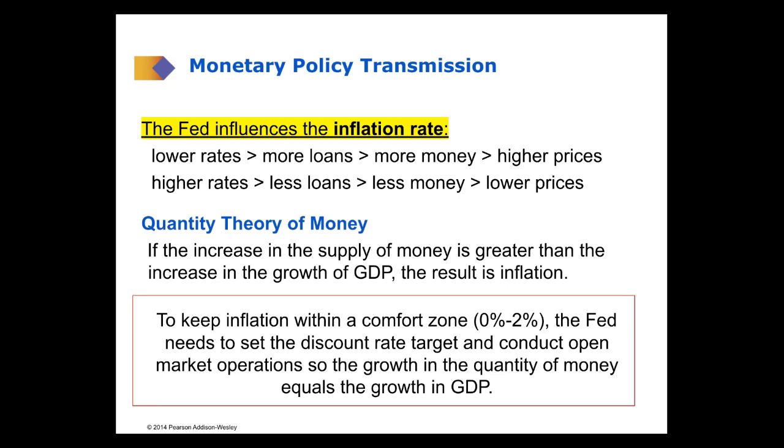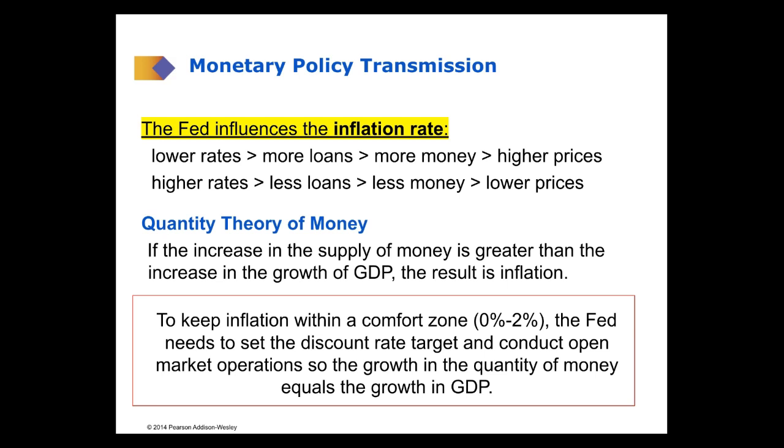There's now less reserves in the system. When there's less reserves, there's less loans. When there's less loans, there's less money. And when there's less money in the system, you have a downward pressure on prices, and you'll have less inflation. So this is how the Fed conducts monetary policy to influence the macroeconomic goal of stable prices, of keeping inflation within the target zone. And again, monetary policy is based on the quantity theory of money.